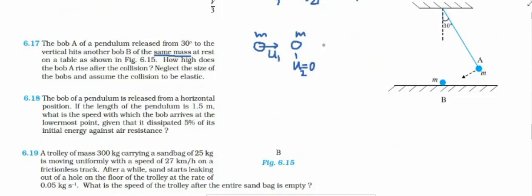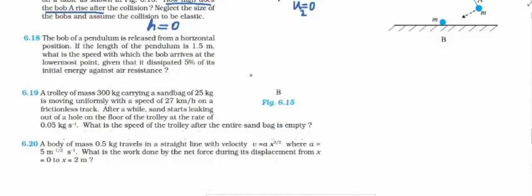This particular case you have studied in the theory. After collision, what will happen in this case? They will interchange their velocities. That means object A, which is moving, becomes rest, and object B moves with the velocity of A. So that's an elastic collision. In such a situation, the question is how high does the bob A rise? Bob A will not rise because after collision, bob A becomes rest. So height h is equal to 0 only.